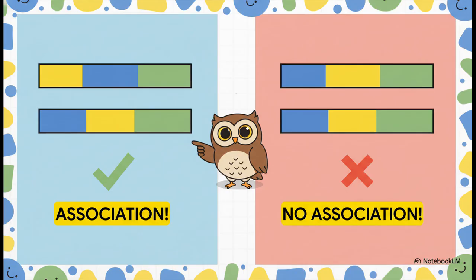It's super simple. If the bars look different, there's an association. And if they look the same, there isn't. And that's it. Now you have the secret to finding all the hidden stories hiding in data all around you.